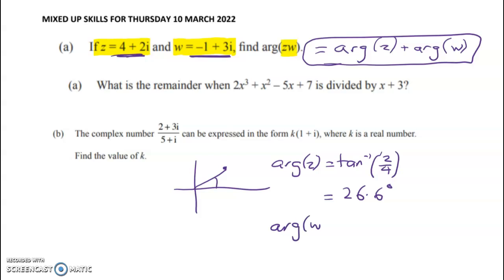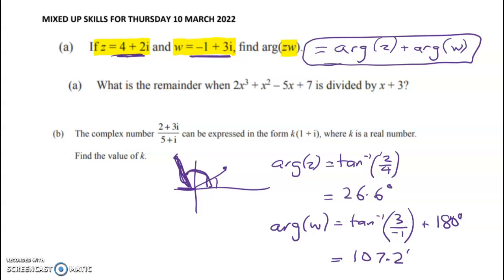And the arg of w is equal to tan inverse. So w is up here, negative 1 plus 3i, so the arg is around here. So it's tan inverse of 3 over negative 1, but we have to adjust it by adding on 180 degrees. So guys, I'm partly doing it this way just so that you get practice at doing these skills, even though this is not how I would answer this question, right?